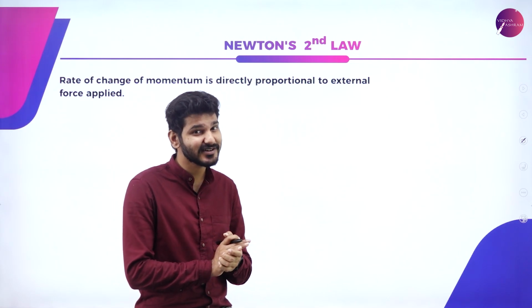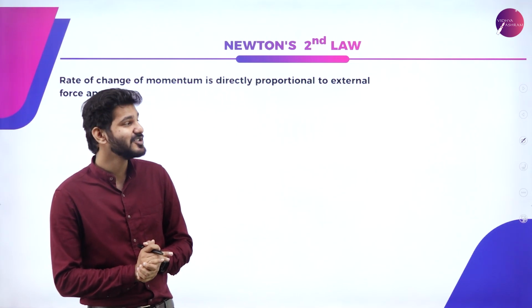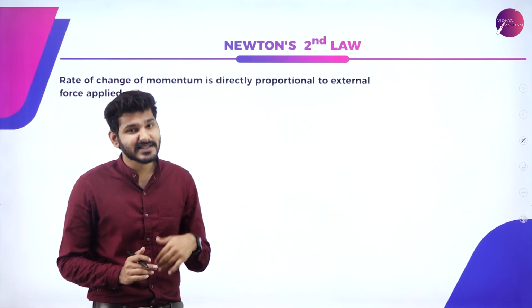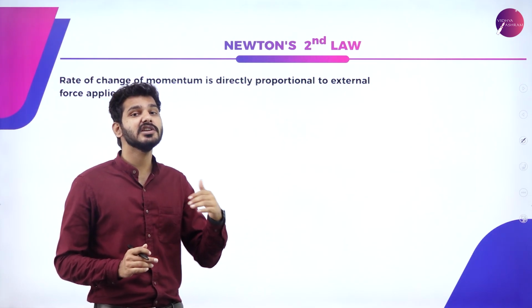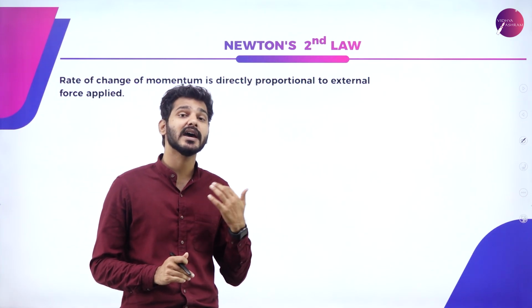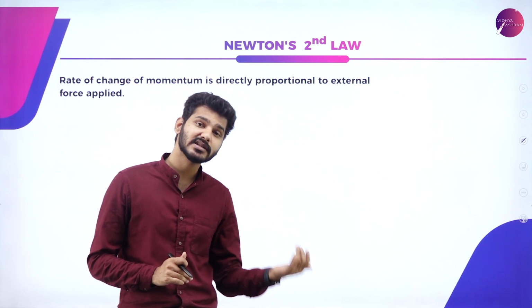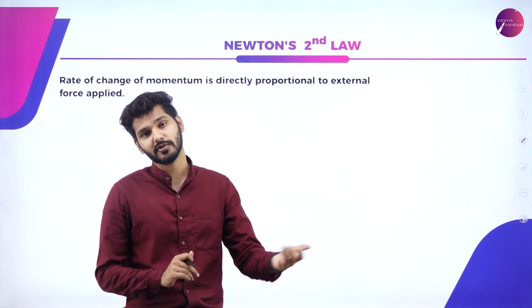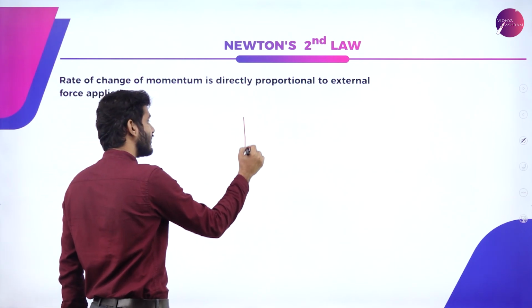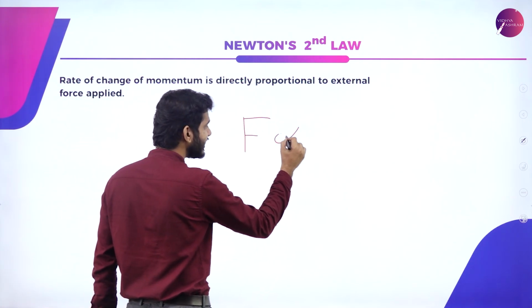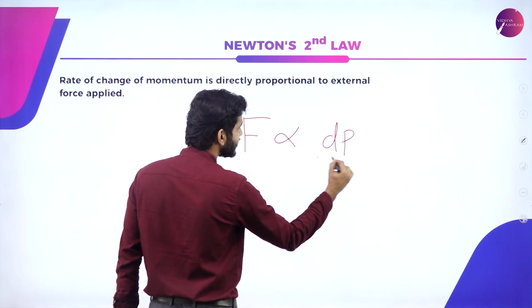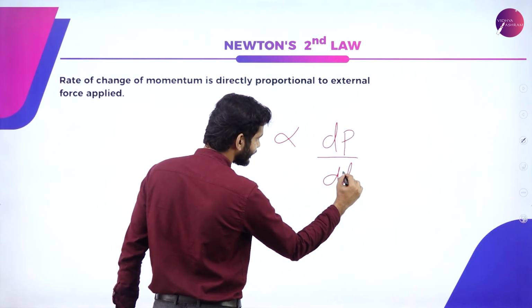Finally, we are going to discuss Newton's second law of motion, and this is the last Newton's law we are going to study here in this particular class. So we can say that Newton's second law of motion states that the rate of change of momentum of any object is actually directly proportional to the external force that is applied onto the object. That is, mathematically, I can say that force is directly proportional to rate of change of momentum.